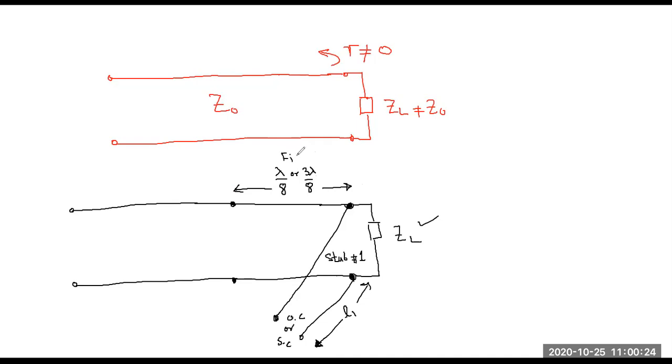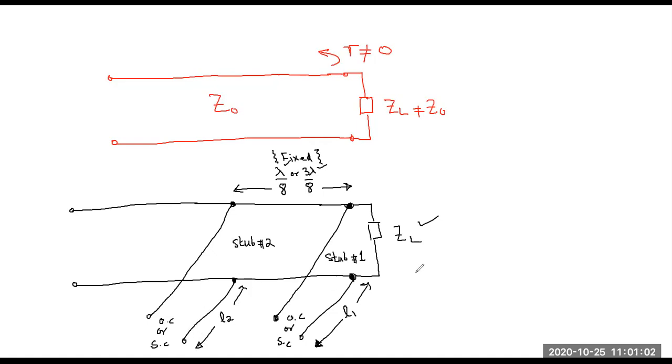So as I'm telling, this is fixed. You connect the second stub. This second stub can be connected at a distance from the first stub of either lambda by 8 or 3 lambda by 8. So now we will connect another stub over here. And again, this can also be either open circuit or short circuit. And this is going to be the length of the second stub.